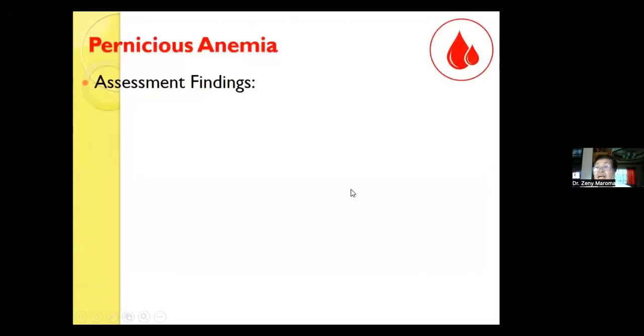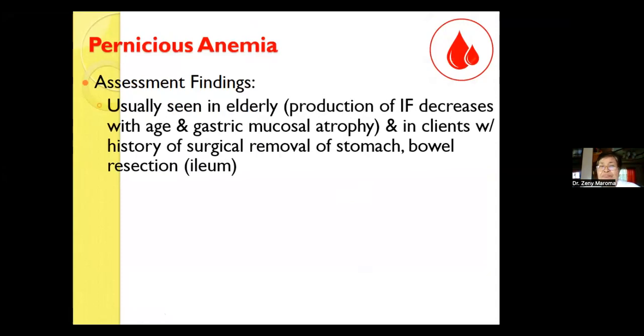Okay. Anong assessment findings? We have three sets of manifestations. One set is secondary to anemia, wherein there will be pallor, weakness, fatigue. And take note, it is usually seen in elderly. So therefore, naaral nyo doon sa GERIA na pagka may edad ng pasyente, there's atrophy of the gastric mucosa. Atrophy, lumiliit, and therefore decreased production of intrinsic factor.